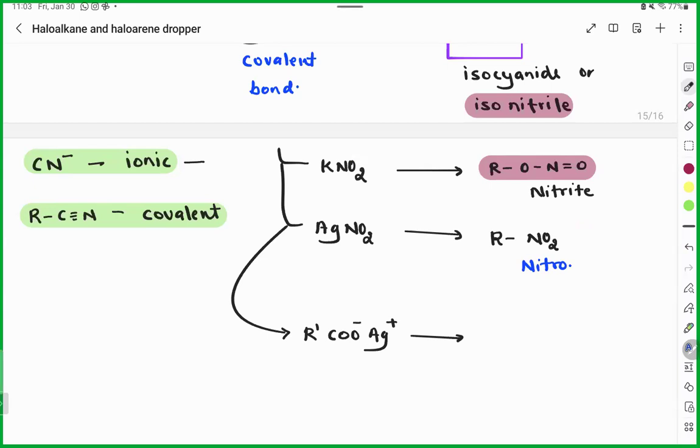Same Ag positive, RCO negative. If this is the situation, then RCOOR', correct? And AgX.